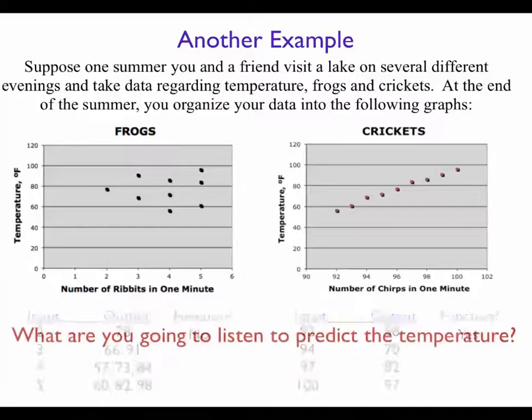Who are you going to listen to if you want to know the temperature? Obviously the crickets. Are you going to count ribbits to know the temperature? No, it's not a reliable mechanism to count or to predict the temperature. But crickets seem to be. This is kind of a true phenomenon in nature.